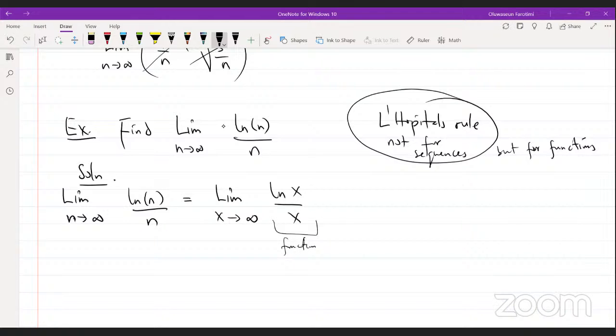Since it's a function, I can now apply my L'Hopital's rule. If I plug in infinity, I have infinity over infinity. So I need to use L'Hopital's rule. That means you differentiate the top, right? This is x goes large. Take the derivative of ln of x, you have 1 over x. Differentiate the bottom, you have 1. All right, so as x goes to infinity, you have 0 divided by 1, which is what? 0. So if the question is about convergent or divergent, what do you say? This converges.